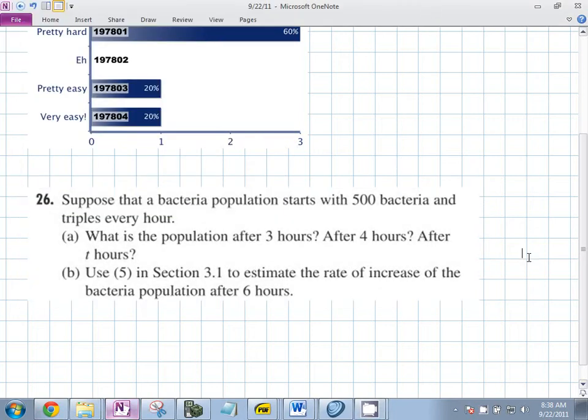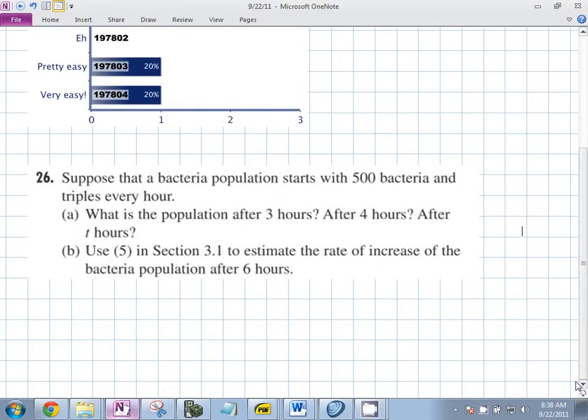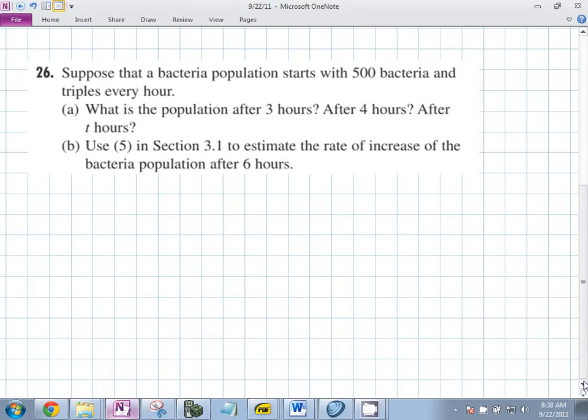Suppose the bacteria population starts with 500 bacteria and triples every hour. So what is the population after 3 hours, after 4 hours, after t hours? You can make a table to help you with this, with time and then population.